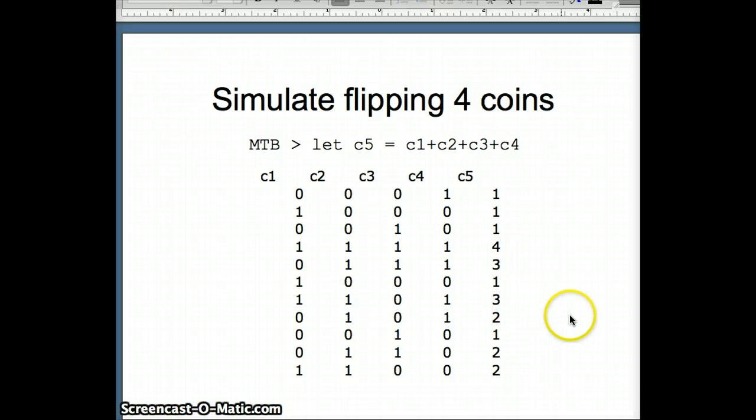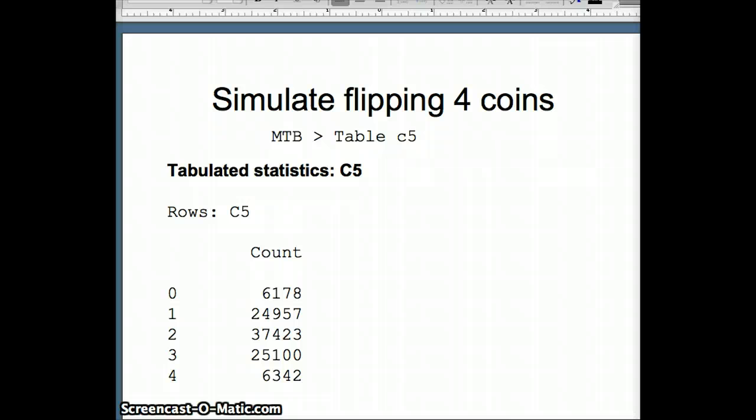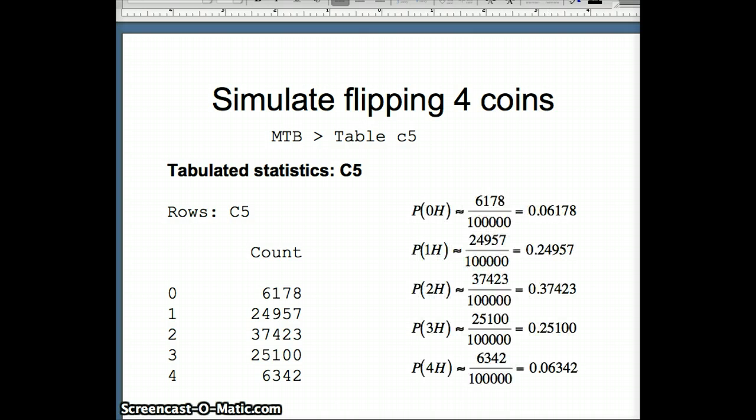But I have done this several thousand times, I believe 100,000 times. So we're going to need to figure out exactly how often we had 1s, how often we had 2s, 3s, 4s, etc. The command that we use for that is table C5. Table C5 will go ahead and tabulate all those results. And there you go. You can see 0 heads showed up 6,178 times. 1 head showed up 24,957 times, etc. And then we can look at our various probabilities. These are approximate probabilities based on simulations. So the question is, are those approximate probabilities close to the theoretical probabilities?